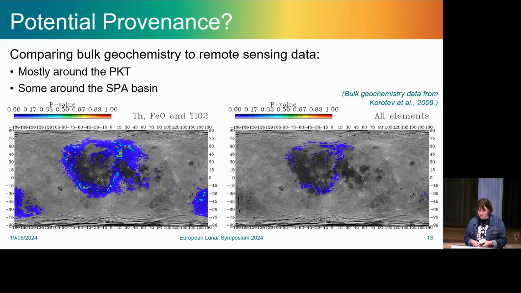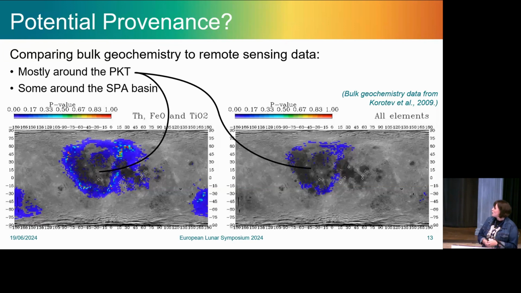So here we can see that the red regions, the highest probability regions, are mostly around the Procellarum KREEP terrain. They're in the middle of both plots. There is some around the South Pole-Aitken Basin, especially on the left, but there's just generally not as much. It's not as probable.